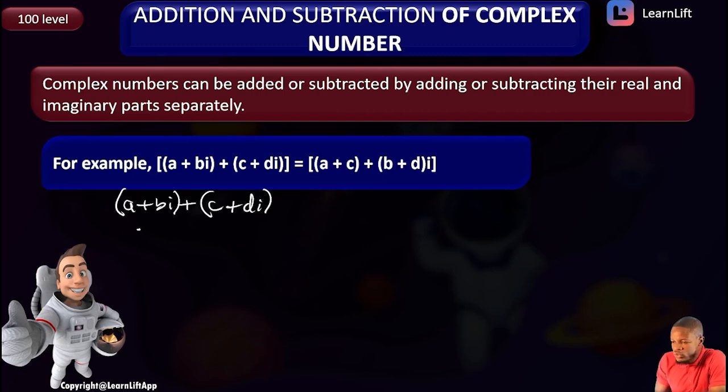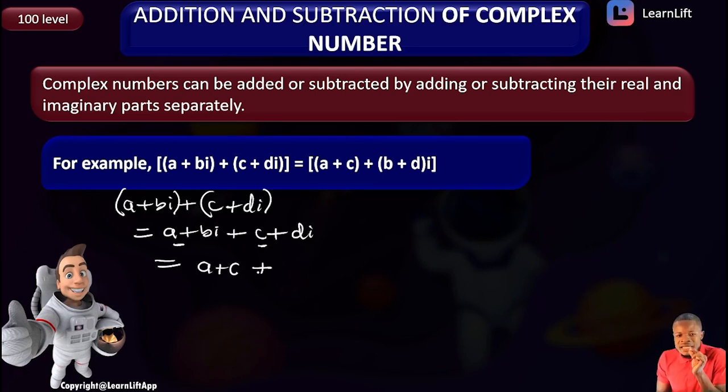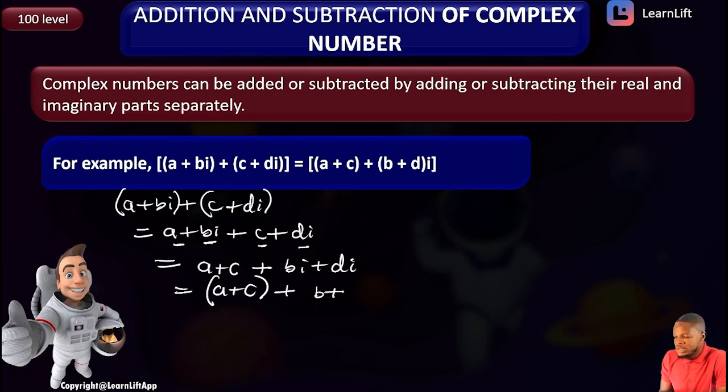This is going to give you something lovely. Just use the normal addition method: a plus bi plus c plus di. This gives us automatically our real part. The ones that don't carry i are the real part. So I take my a and add it to my c, giving me a plus c. Then the imaginary parts, bring them together: bi plus di. So you're going to have a plus c, you close the bracket, plus now b plus d.